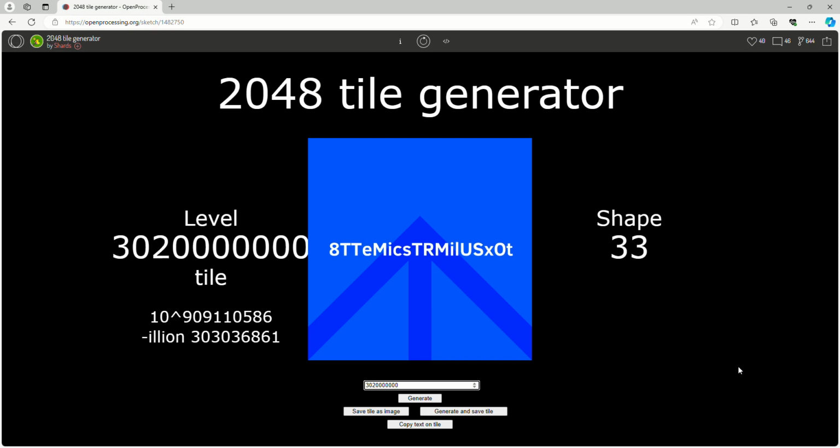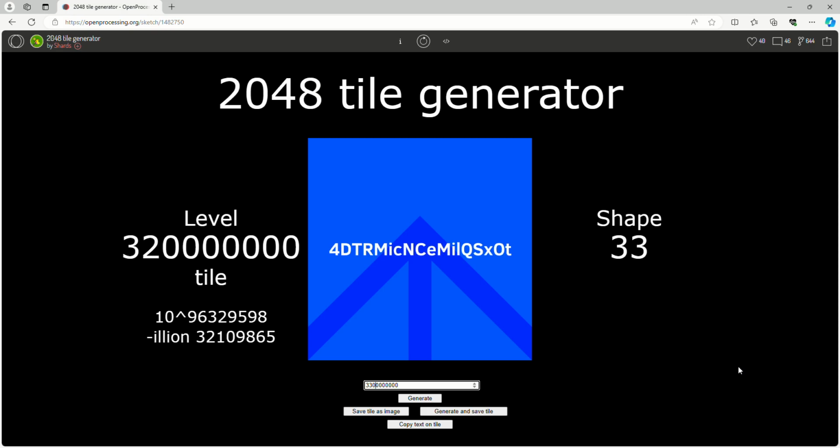And yes, in this video we'll be getting to the level 4 billion tile. The level of the tile is much smaller than this number that's currently increasing. Also, if you look on the left, 10 to the power of... it's going to get bigger. It's actually going to reach 10 to the power of a billion. But are you ready to see that?